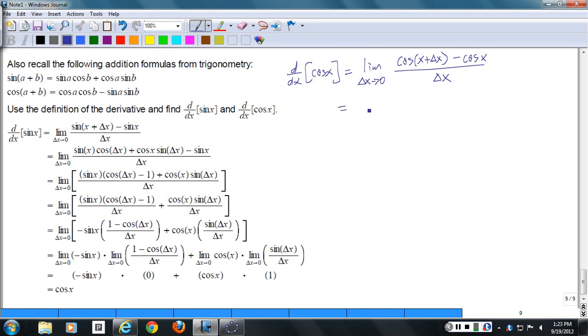So this is going to be the limit as delta x approaches 0 of, all right, going to use this angle sum formula for cosine. Cosine of a plus b, cosine of x plus delta x, and I'm going to write this cosine x cosine delta x minus sine x sine delta x, and then we've got the minus cosine x there on the end, so minus cosine x.